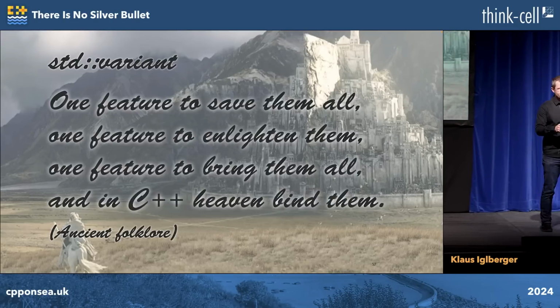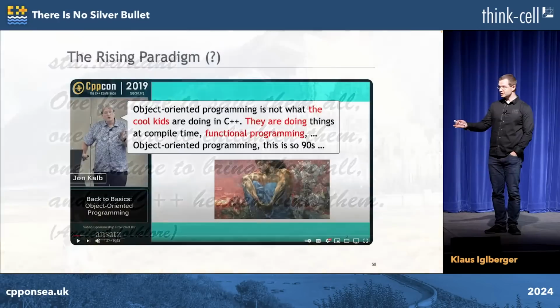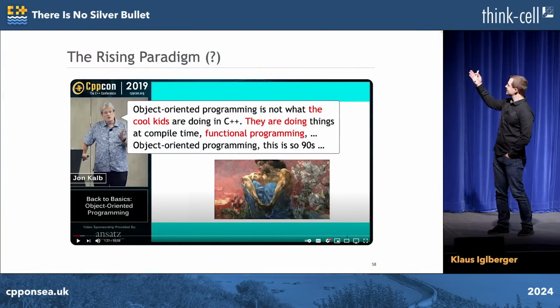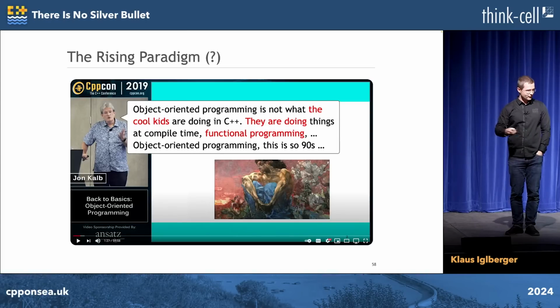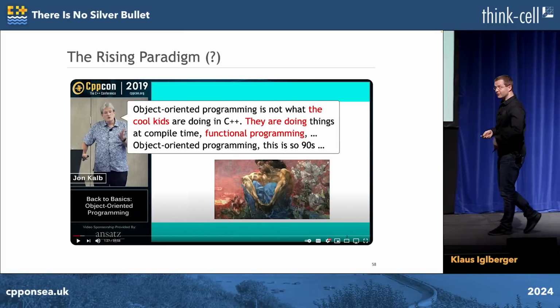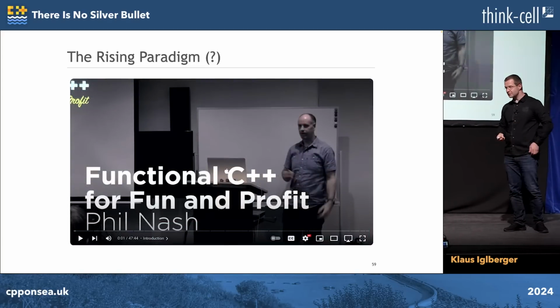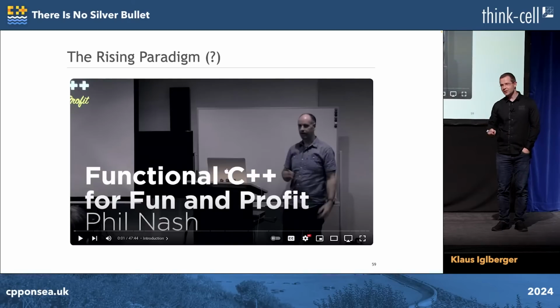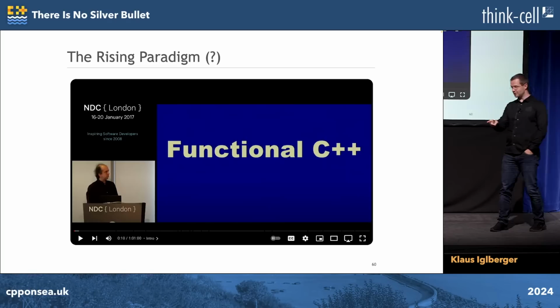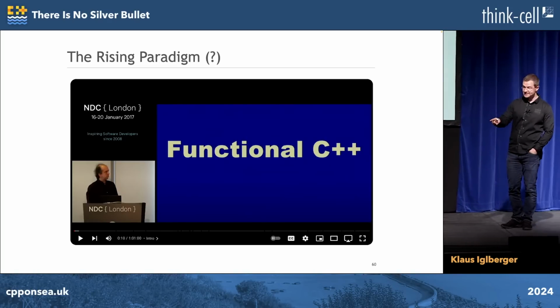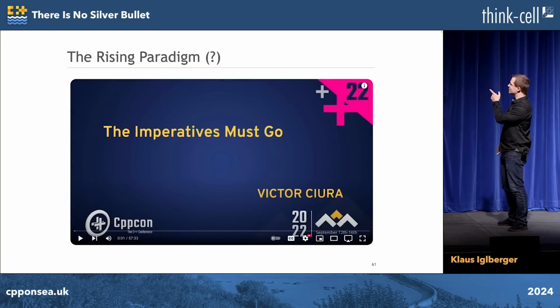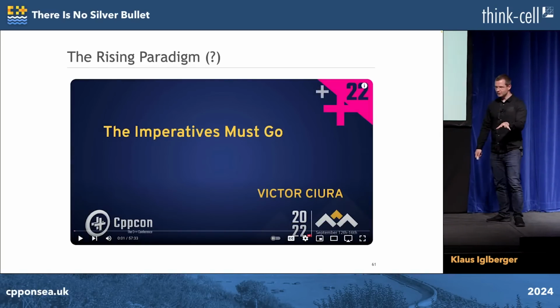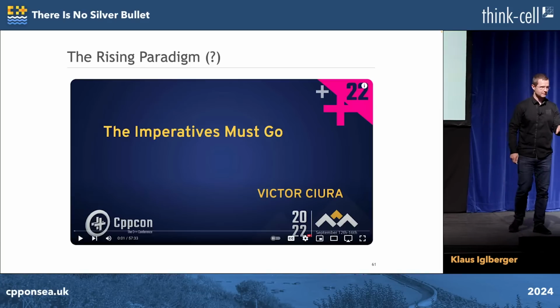Okay, however, it was kind of expected. This is pretty much what all the people tell us to do. Jon said the cool kids are doing functional programming. And he was not the only one. Phil also talked about functional C++. Phil is the organizer, so I had to present him twice. But also Kevin Henney talked about functional C++. And what Kevin says, that is correct, right? And I even found one more. Also, Victor Ciura talked about how the imperatives must go. So pretty important people tell us this is how it works today.